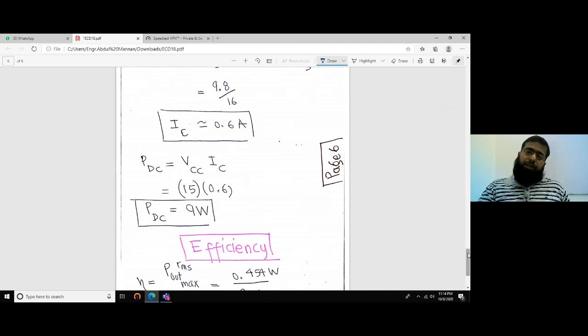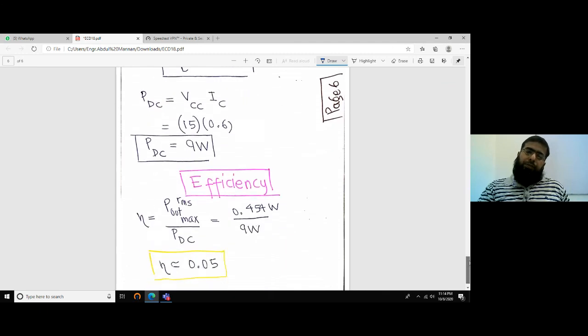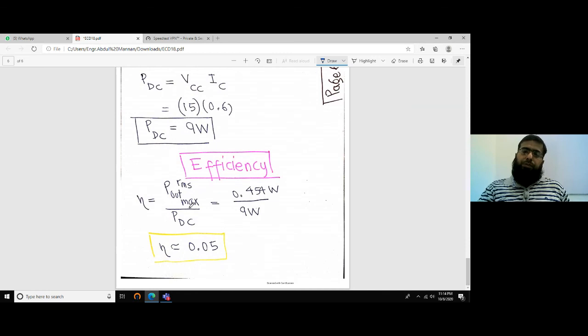Now we are all set to compute eta, the efficiency. We know P out RMS is half a watt, 0.45 watt, divided by PDC, 9 watts, so eta comes out to be 0.05. This amplifier is only 5% efficient. Very small efficiency.